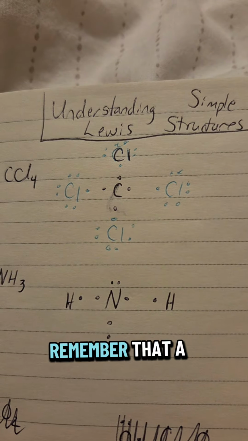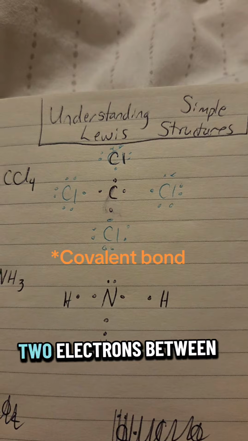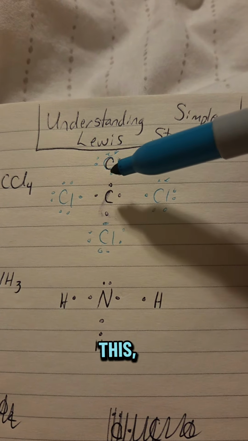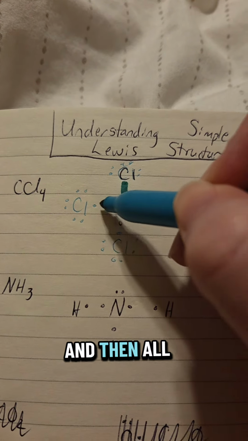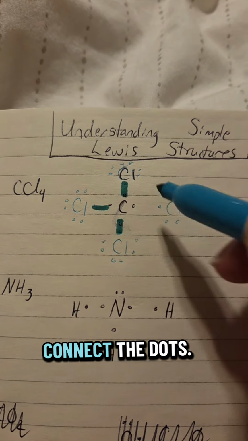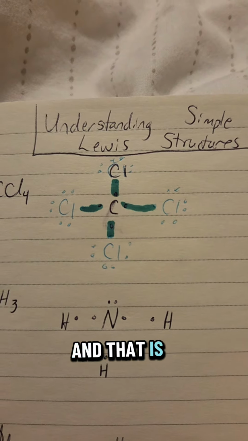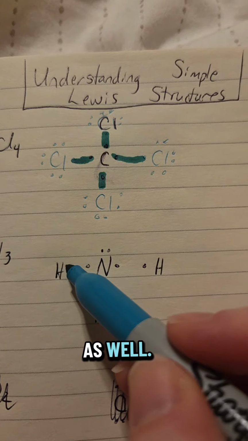And then I want you to remember that a covalent compound is formed by the sharing of 2 electrons between the atoms. And so what you can think of is this chlorine giving one and the carbon giving one, and then all you do is connect the dots. There you go. And that is your Lewis structure for CCl4. It works for NH3 as well.